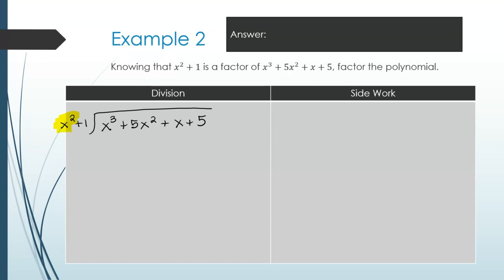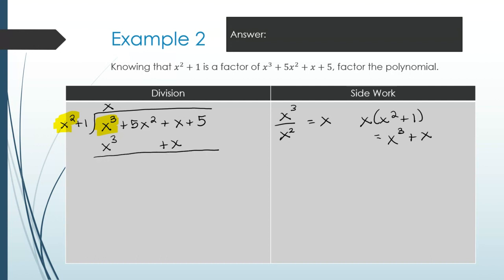And so I'm always going to be looking at x squared and then the first term of the polynomial. So I have x cubed, divided by x squared. 3 minus 2 is 1, so I have an x. So that's what gets written on top, because x squared times x will get me x cubed. And then I take that x and I multiply it by x squared plus 1. That gives us x cubed plus x. So I write that x cubed, and I have to line it up correctly. So be very careful about that.